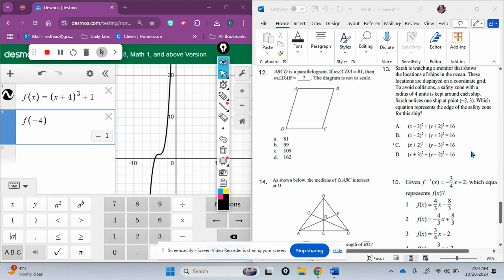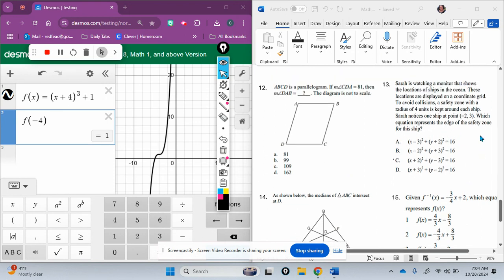All right. They told you that the safety zone is on a coordinate grid. This is talking about your circles again. So we notice that one ship is at point -2, 3. If this ship is at that point, that's letting you know that this ship is in the center. So your center is -2, 3. And it tells you the safety zone radius is 4. So which one of these represents that safety zone?